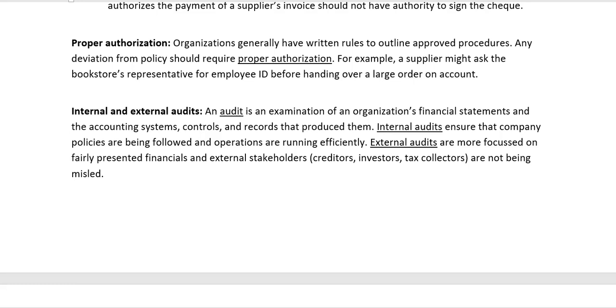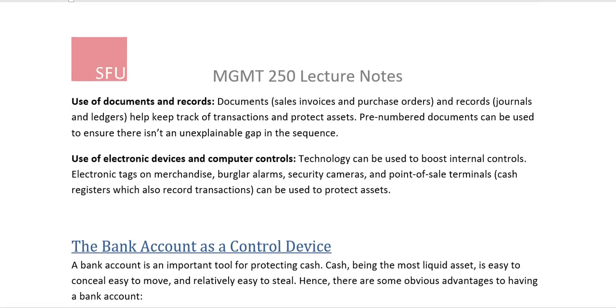Internal and external audit. An audit is an examination of an organization's financial statements and the accounting systems, controls, and records that produce them. Internal audits ensure that the company policies are being followed and operations are running efficiently. External audits are more focused on fairly presented financials and external stakeholders such as creditors, investors, and tax collectors not being misled.